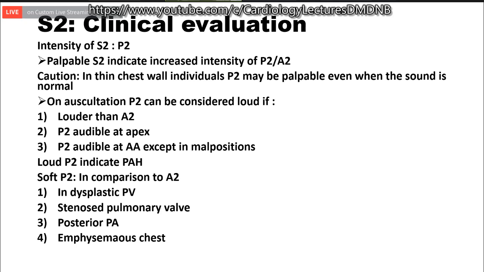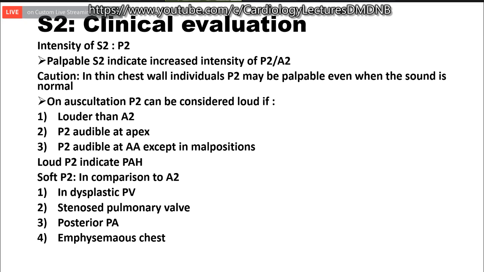Usually the pulmonary component of the second heart sound is restricted to the pulmonary area, and sometimes it may be heard up to the tricuspid area. But it is never audible at the apex or at the aortic area. If it is audible at the apex, it usually indicates that the apex is formed by the right ventricle, as can happen in a patient with ASD or in severe pulmonary artery hypertension. So you should carefully look for whether P2 is audible at the apex, and its audibility at the apex should always make you suspect an atrial septal defect.